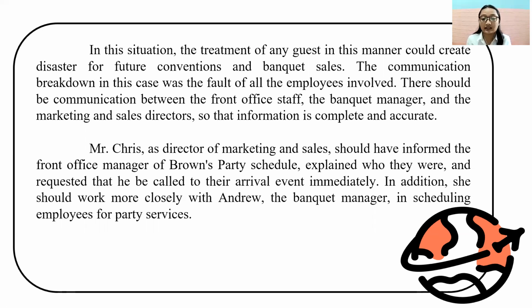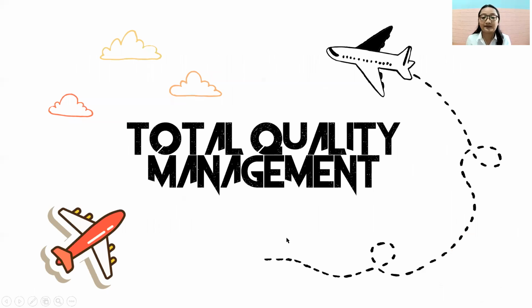Mr. Chris here, as the director of marketing and sales, should have informed the front office manager of Brown's party schedules and also explained who Mr. Brown and Mrs. Brown were and requested that he be called to the arrival event immediately. And also Mr. Chris should work more closely with Andrew, the banquet manager, in scheduling employees for party services. The next slide, Kada.